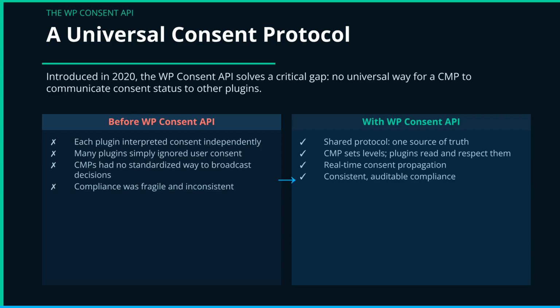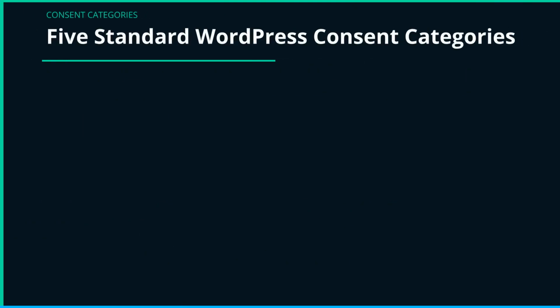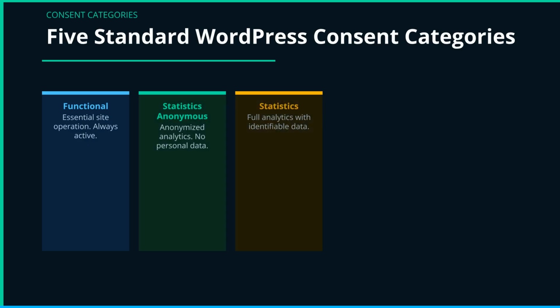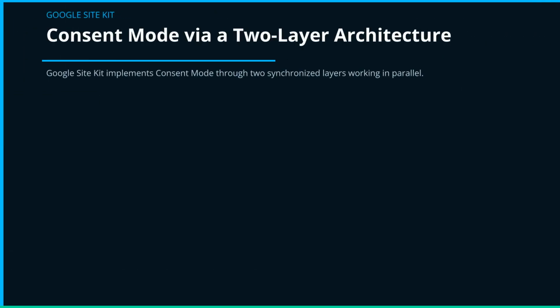The WP Consent API establishes a shared protocol. A consent management platform is responsible for setting consent levels. Any plugin that processes user data reads those levels and adjusts its behavior accordingly in real time. Consent is organized into 5 standard categories: functional, statistics anonymous, statistics, preferences, and marketing. FitConsent maps its user-facing consent choices directly to these standard WordPress categories.